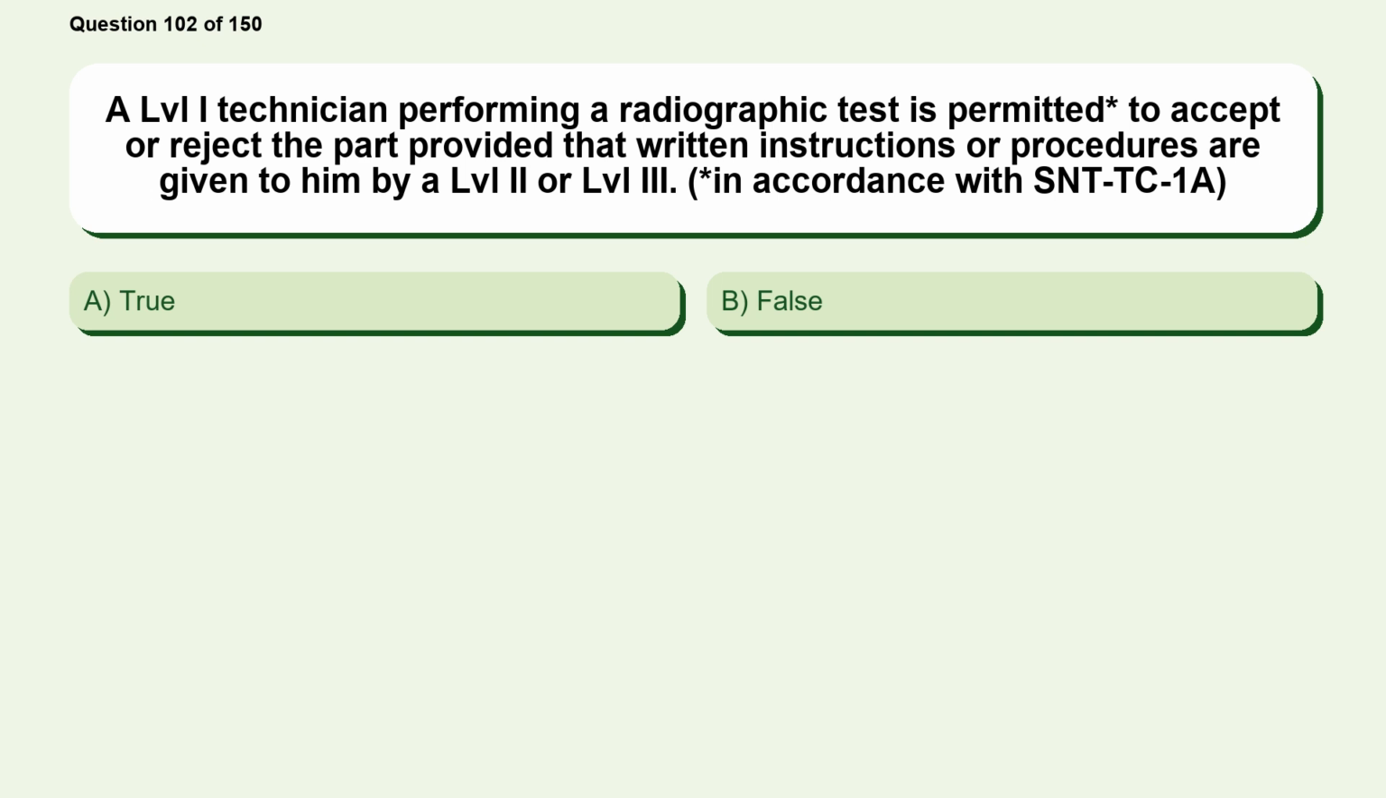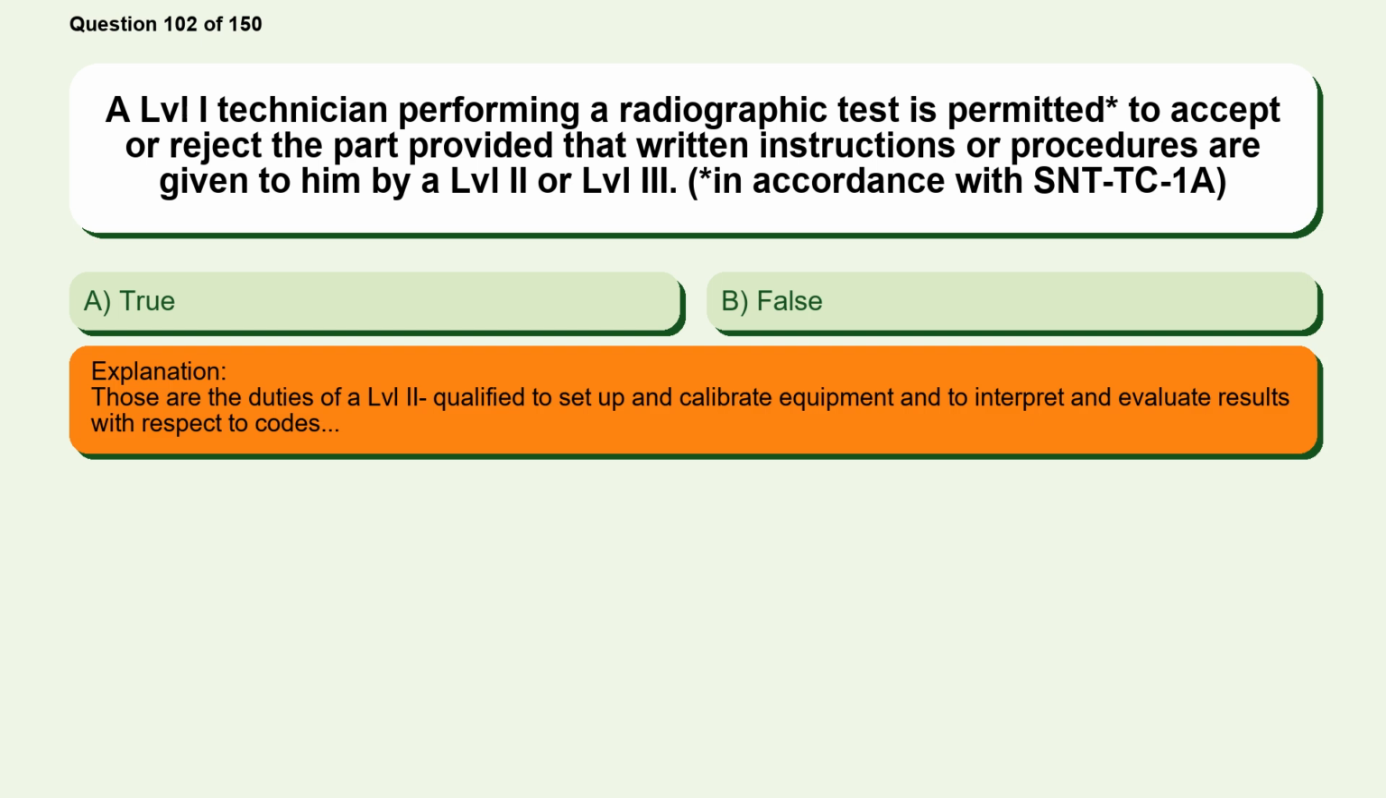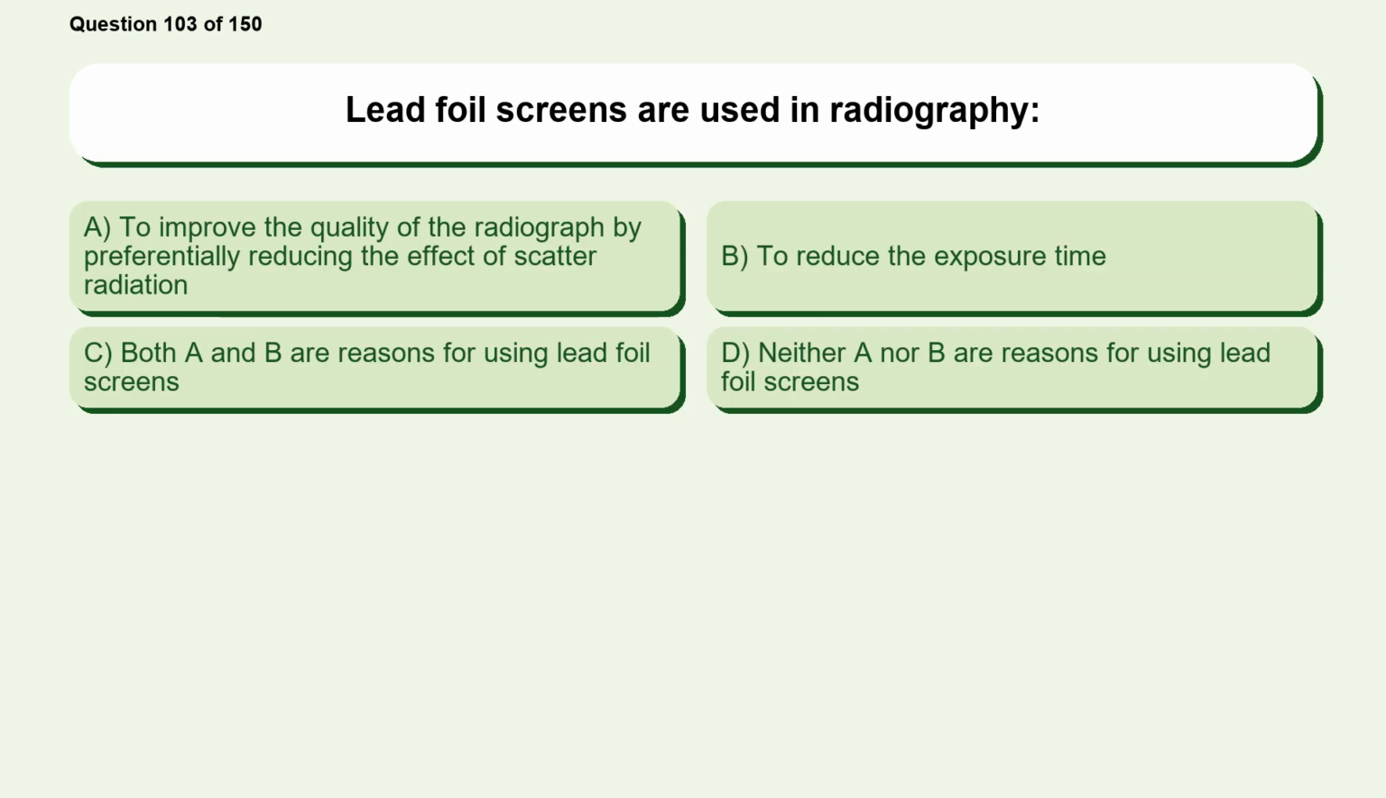Question 102. A LVL1 technician performing a radiographic test is permitted to accept or reject the part provided that written instructions or procedures are given to him by a LVL2 or LVL3, in accordance with SNT-TC-1A. Option A, true. Option B, false. The correct answer is false. Those are the duties of a LVL2 qualified to set up and calibrate equipment and to interpret and evaluate results with respect to codes.